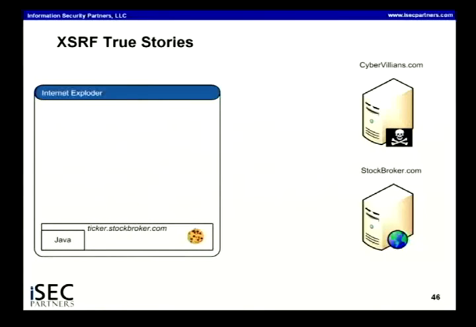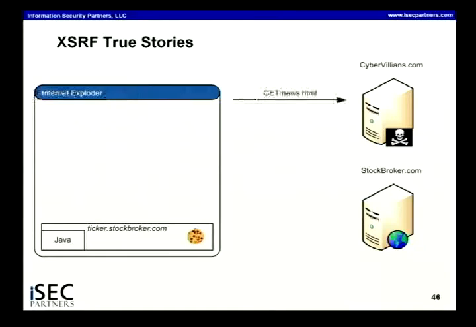So on the left, that's the guy's browser. I'm not going to tell you the brand of browser. It turns out basically all browsers are vulnerable to these attacks. This is part of the web. It's not really a browser vuln. And the guy already has ticker.stockbroker.com as a window that he has open, and it's got Java running in it, and he's got a cookie there, right? That's a cookie that's valid because he put his login in and he got the cookie back.